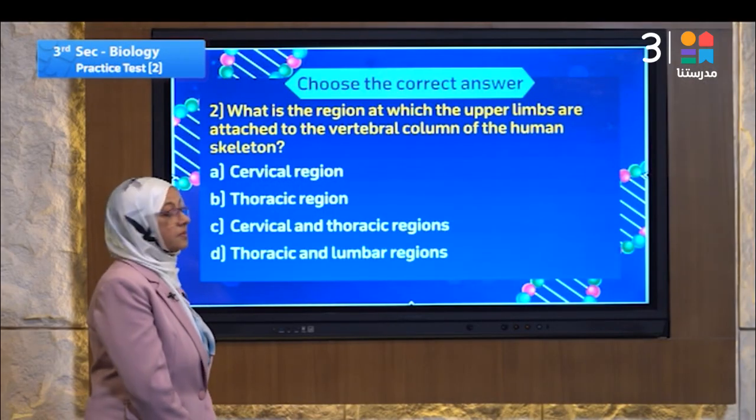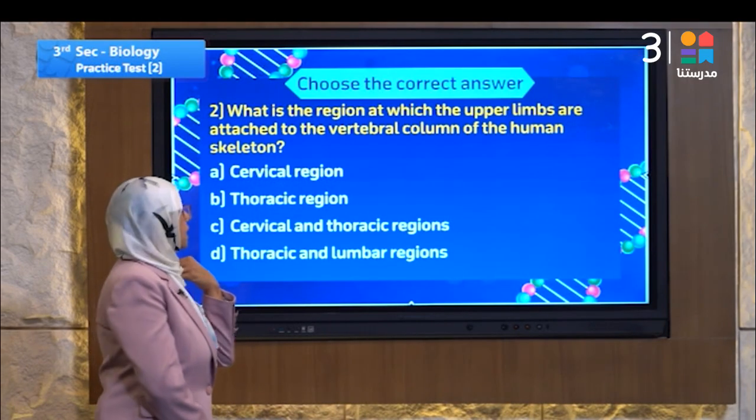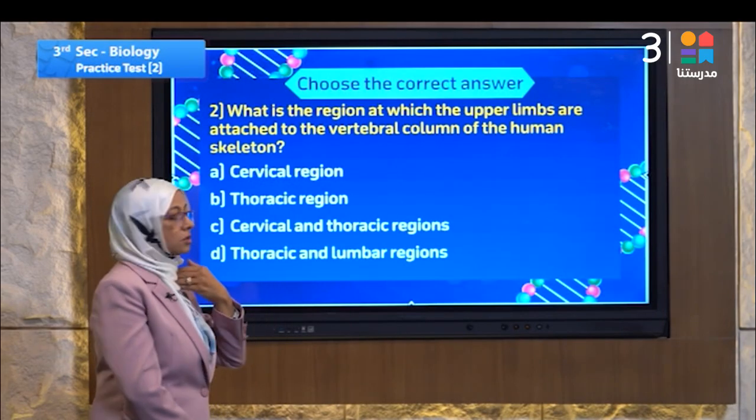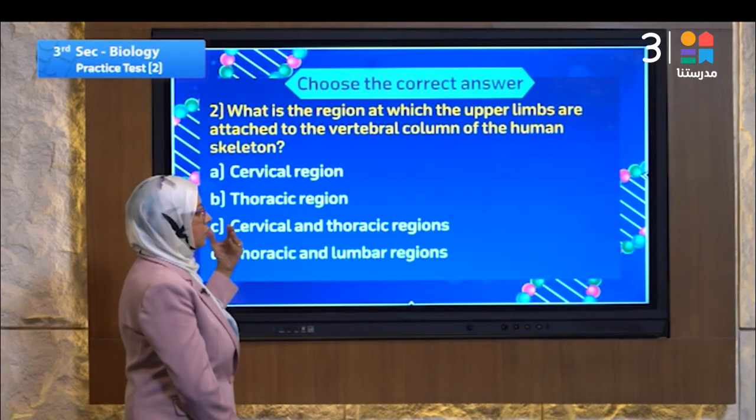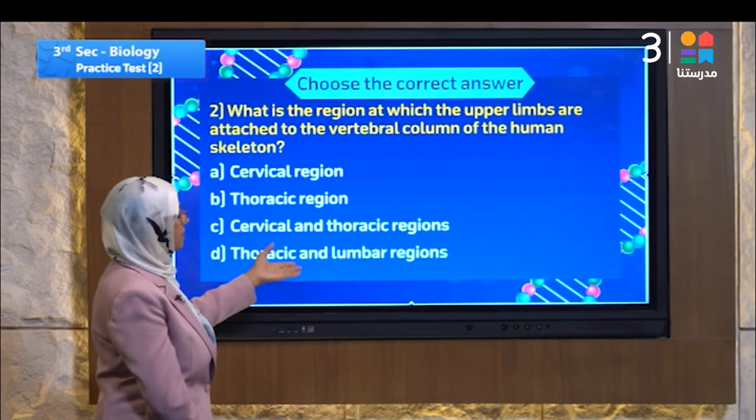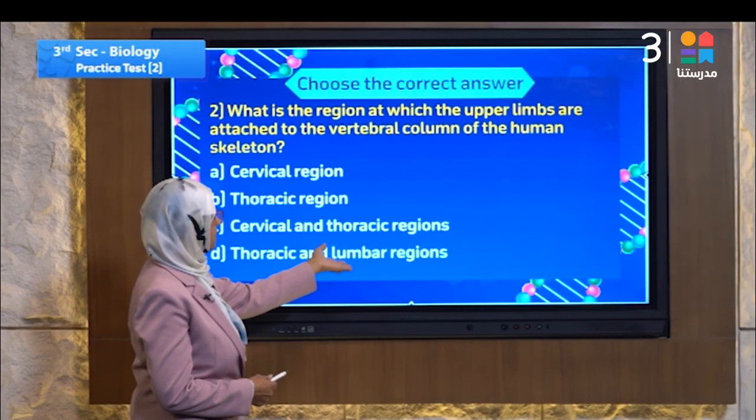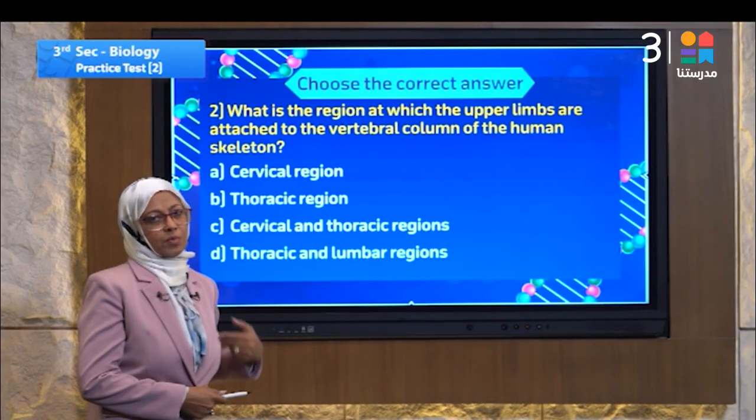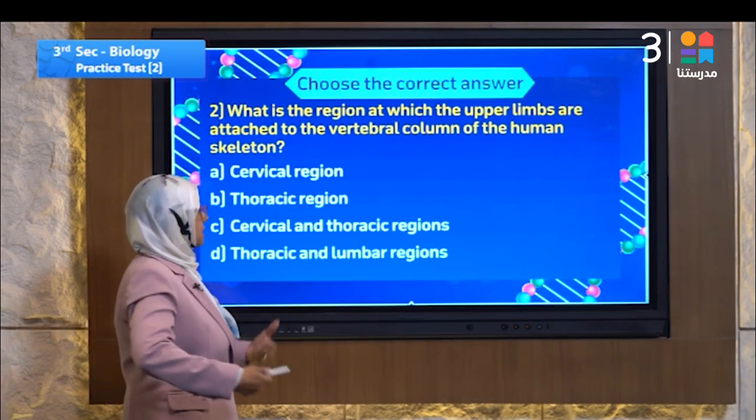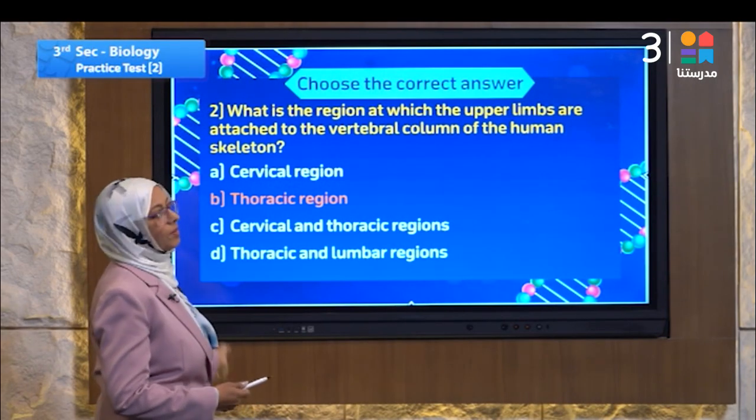Let's think. The first one is the cervical region. It's about the neck parts. It's not the attachment of upper limbs, not in the neck parts. Number 2, thoracic region. It means the thoracic parts, that's the upper limbs. It may be the correct answer. Let's read the others. Cervical and thoracic region, not the 2 parts. The thoracic and lumbar. Lumbar is the lower part of the skeleton, so the answer must be thoracic region. That's the answer, number B.